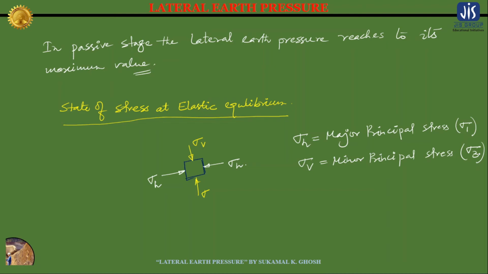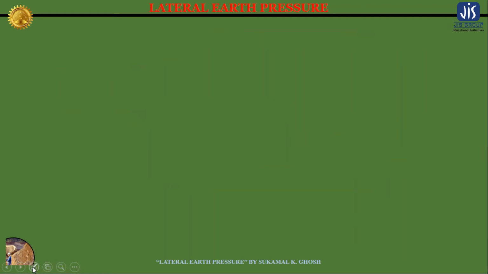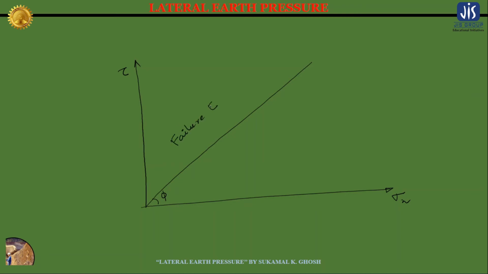Okay, so now if you want to draw the Mohr circle, then let's see how we can draw the Mohr circle. So there is the axis for shear stress and there is the axis for normal stress. Okay, and since this is cohesionless soil, this will be the failure envelope. Okay, this is phi, meaning the angle of internal friction, and this is the failure envelope.